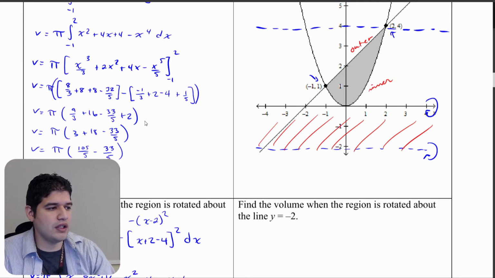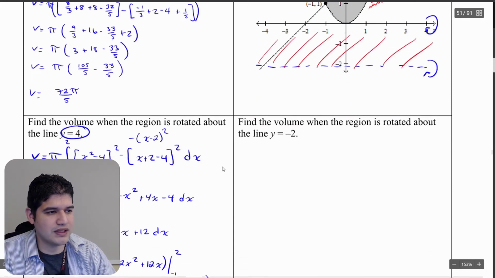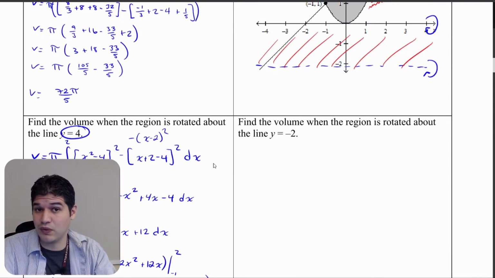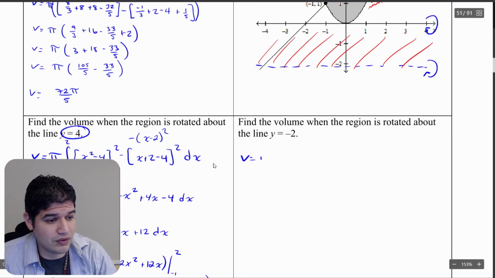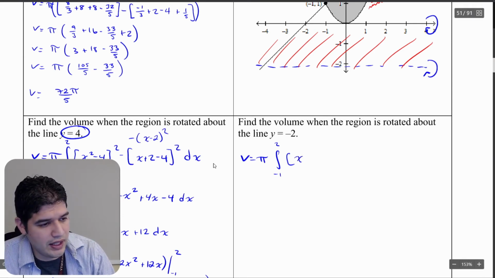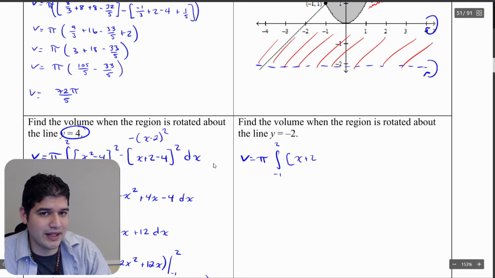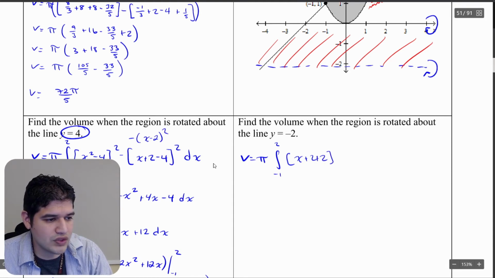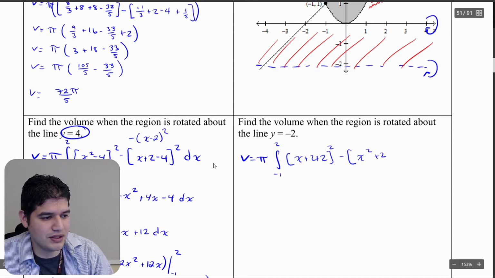So now what we want to do is take that into account. We're still going from -1 to 2. So notice here how the bounds of our integration are still where those are intersecting. So volume equals pi, going from -1 to 2, and we're still doing our outer minus the inner. So my outer function is going to be x plus 2 minus -2, so +2. This all gets squared, minus the inner part, which is going to be x squared minus -2, so that's going to be +2 squared dx.